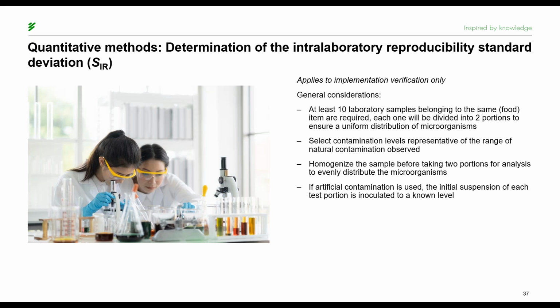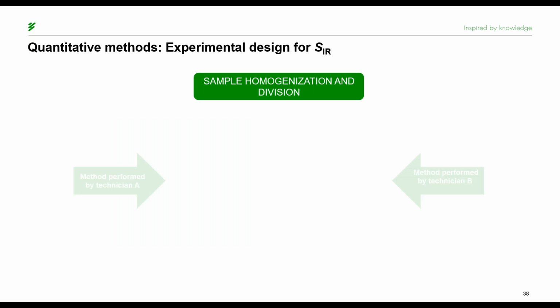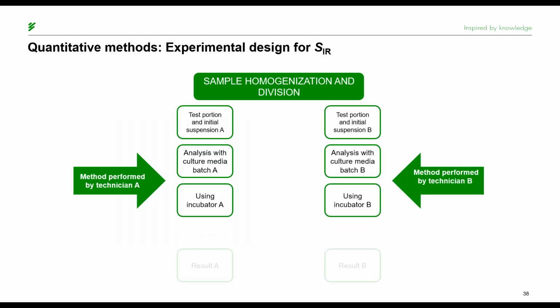We are going to analyze 10 samples, and each one will be first homogenized, divided into 2 portions, tested under different conditions, meaning different personnel, batches of media, reagents, instruments, equipment, and so on. And if required, the suspension can be inoculated artificially. As I've said, we must really test the method, verify that it works correctly, no matter how different the conditions are.